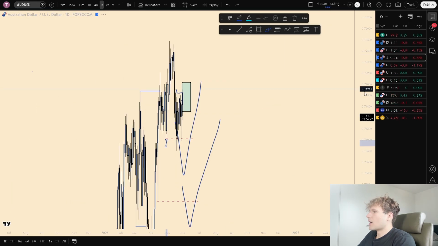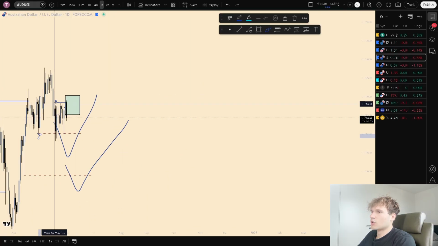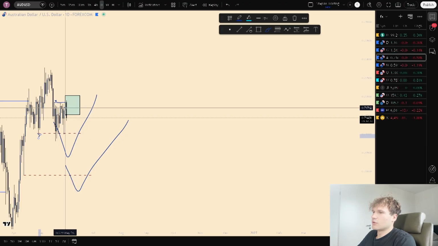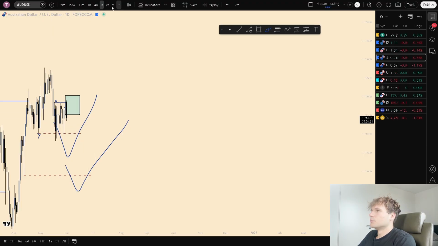But I wouldn't buy after this shock because we just swiped it and it could be just a liquidity swipe. So no buys either.